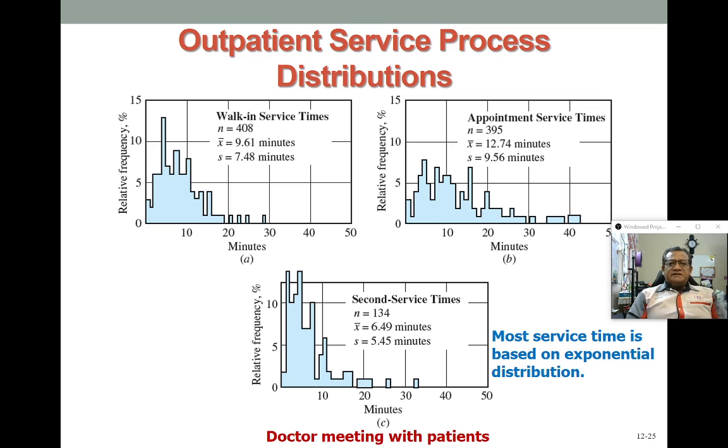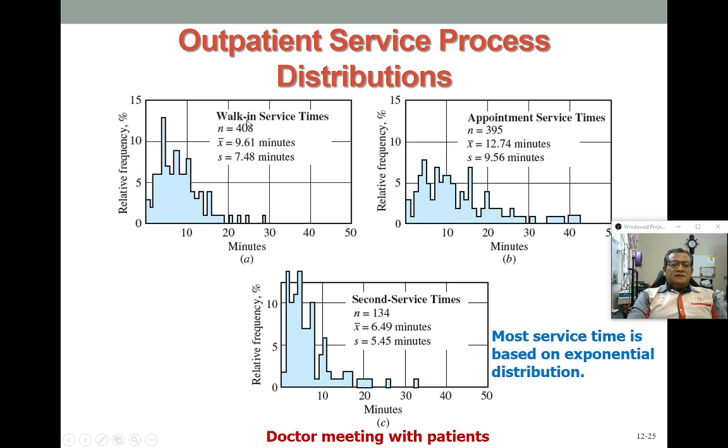So outpatient service for customers waiting, you could see in the form of these three types. Type A is like walk-in service time. Type B is appointment service, seeing the doctor by appointment. And type C is basically based on a second service time approach. For example, you have to have a repeat visit to see doctors to get your service done.